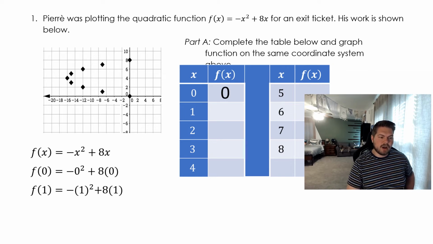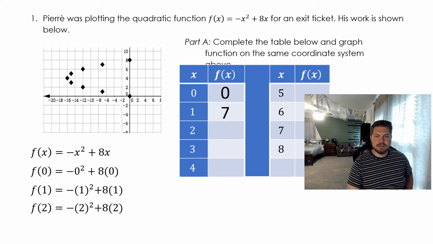Now let's plug in 1. And you can use your calculator, but 1 squared is 1, and the negative is on the outside. Keep that in mind because that's going to be -1 plus 8. So 8 plus -1 is the same as 8 minus 1. You get 7.